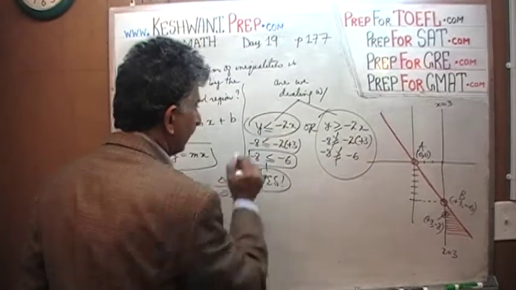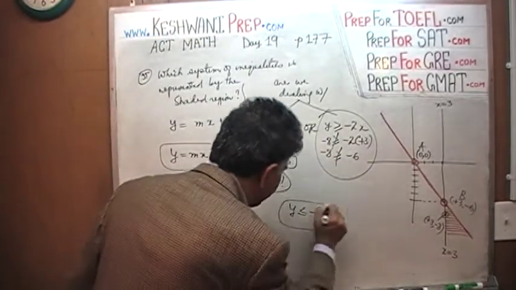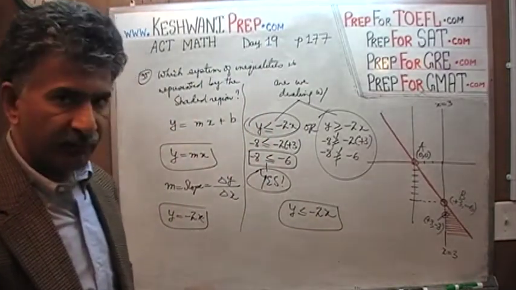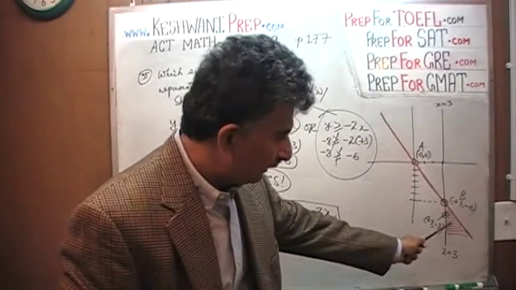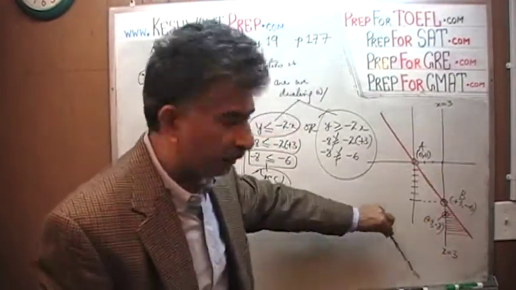This right here is the one that works. Y is less than or equal to negative 2x. As we just hinted a little while ago, you can clearly see that this region falls on the lower half of this line. It falls on the lower portion. This is the upper half.